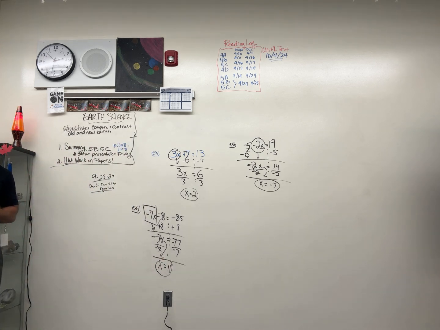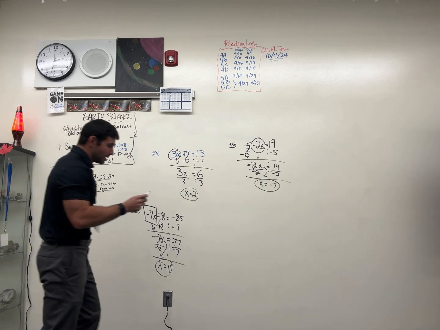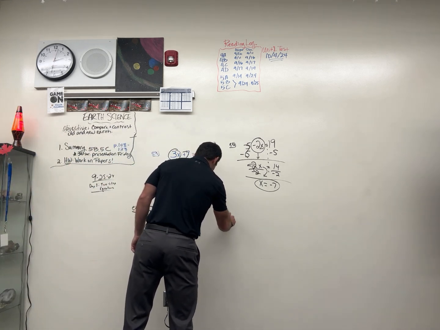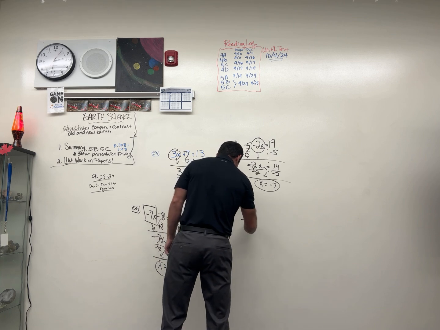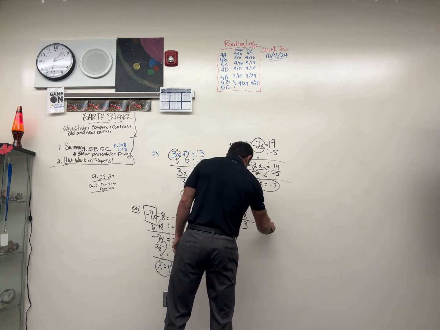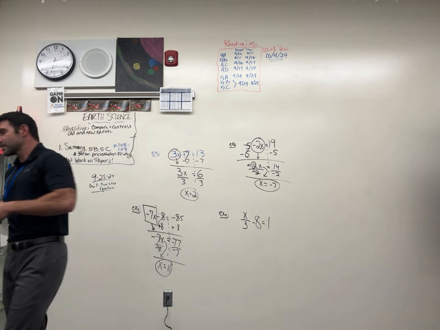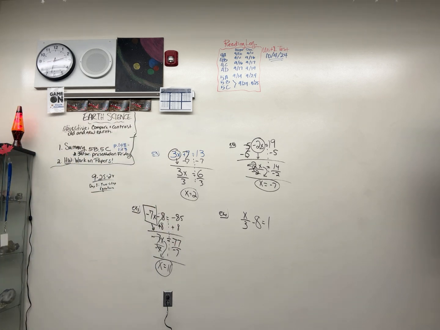Questions on this? Relatively easy. Add or subtract the constant, multiply or divide by the coefficient. Well, let's see how smart y'all are. X divided by 3 minus 8 equals 1. We haven't done one like this. But everything holds true. The steps stay the same.